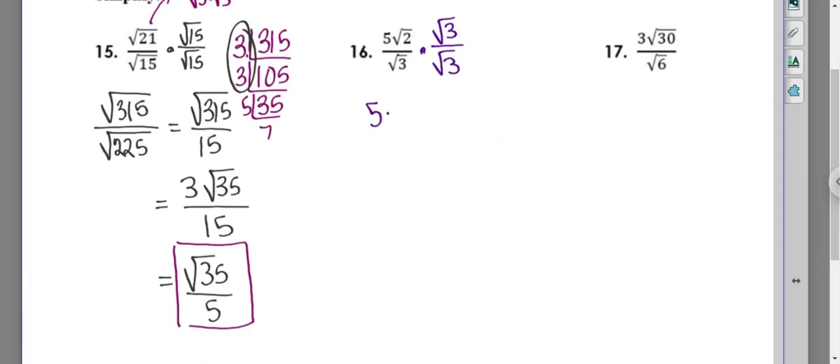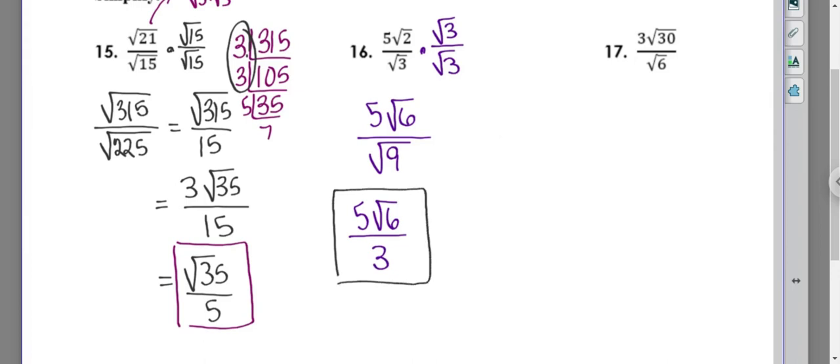So I have 5. Then under the radical, I'm going to have 2 times 3, which is 6. Here I'm going to have 9 from the 3 times 3. The square root of 9 is 3. So 5 root 6 over 3. There's nothing I can do to simplify 5 over 3. So that would be my final answer.